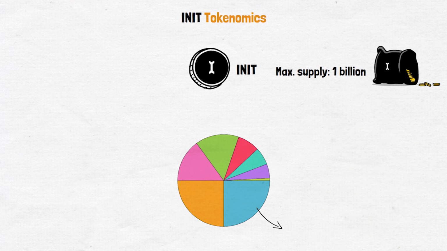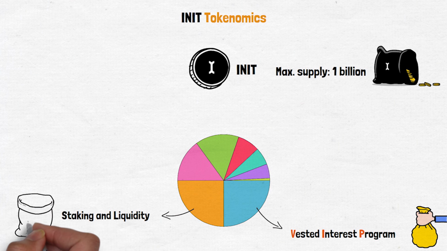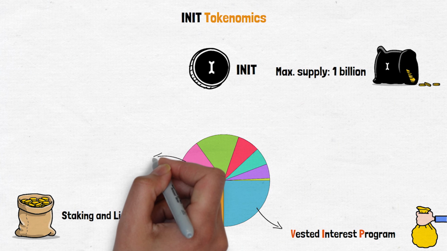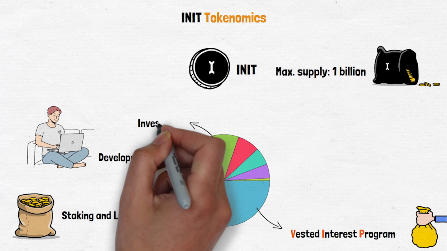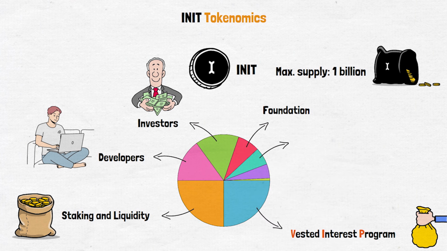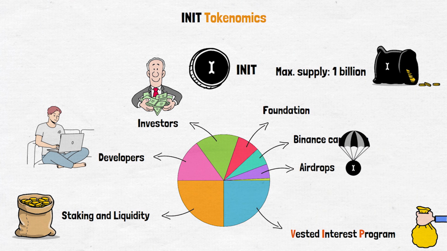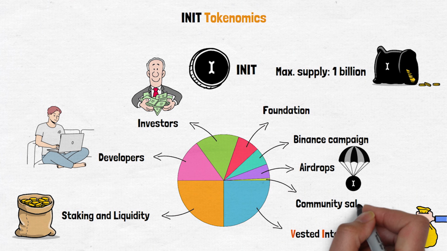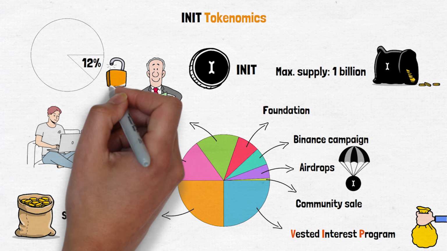25% is allocated to the vested interest program to reward active users and rollups, 25% are for staking and liquidity, 15% go to developers, 15.25% to investors, 7.75% to the foundation, 6% to the Binance campaign, 5% to airdrops, and the last 1% to the community sale. At launch, about 12% of the tokens were released, with the rest unlocking slowly over time.